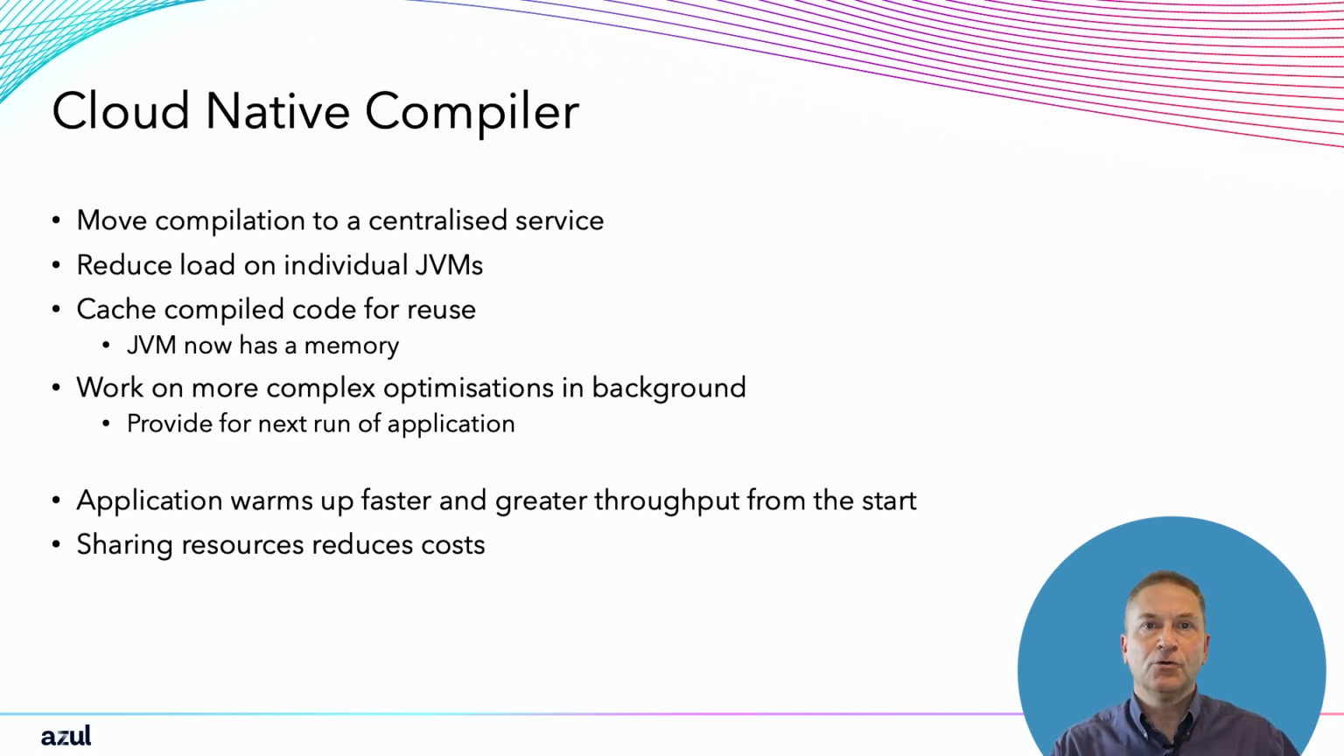And potentially, if we wanted to, we could then also make the JVM aware that we've got a better version of that code, and it could download it if it wanted to. So what that does is deliver application warm-up, which is much faster than we would see running all these individual JVMs, and give greater throughput from the start for all of these different services. So it's a win-win in terms of performance by reducing the amount of resources we need within each JVM, and also sharing the results by having a centralized compiler service. So that's a quick overview of the Azul Cloud Native Compiler.